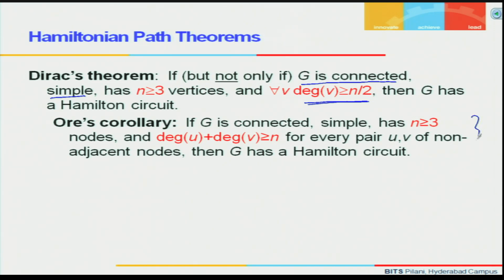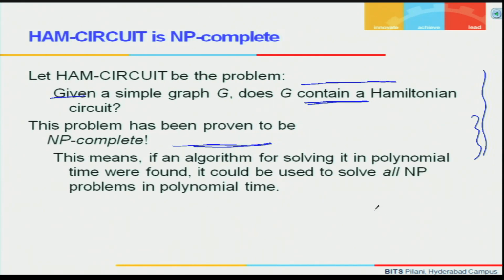And as a corollary to it, if degree of u plus degree of v is greater than or equal to n for every pair, then also we can say that it has got a Hamiltonian circuit, and we can't say anything about the converse. So this Hamiltonian circuit is really a big problem. It is called an NP complete problem because there is no way that we can find whether a graph G has got a Hamiltonian circuit or not in polynomial time.